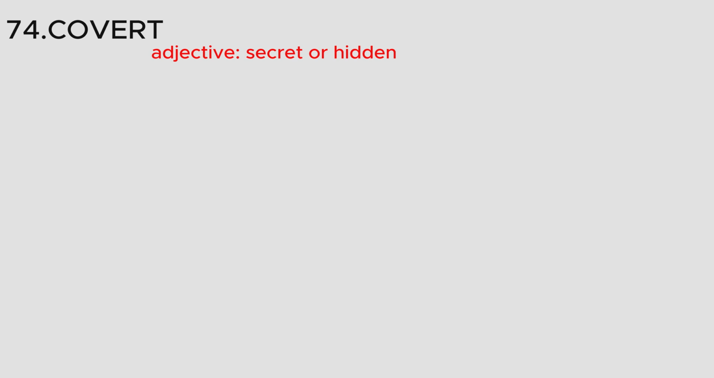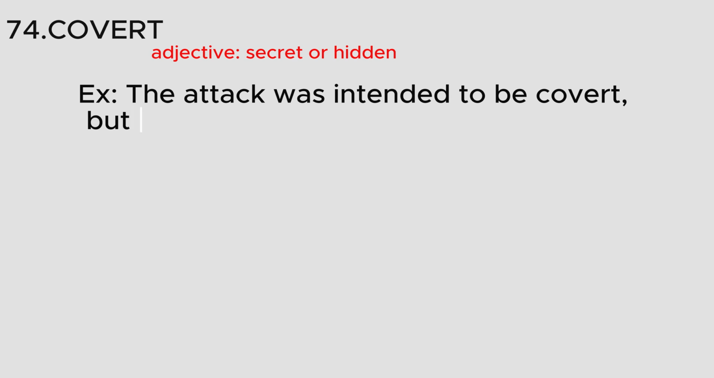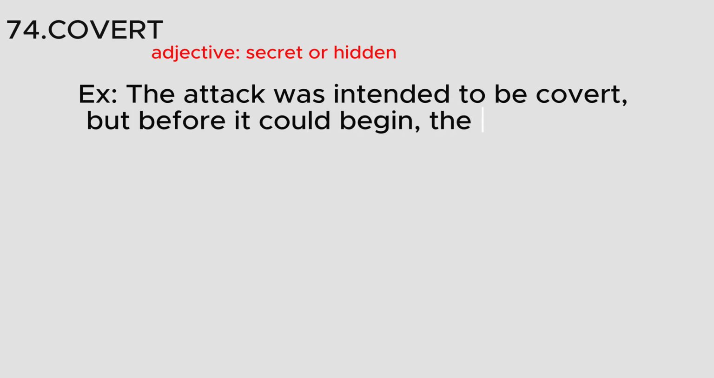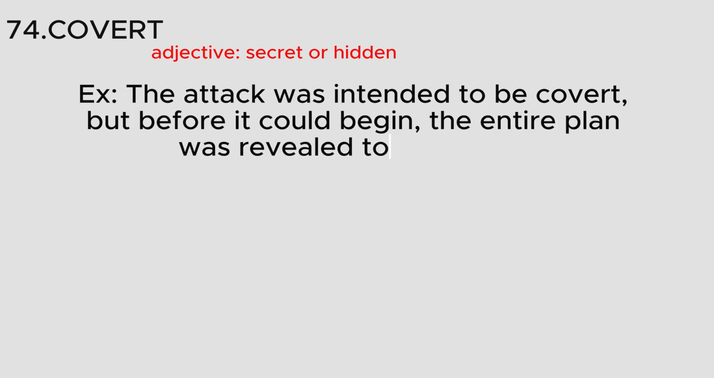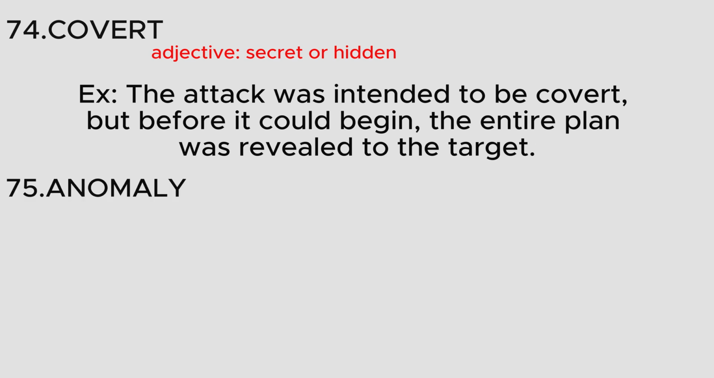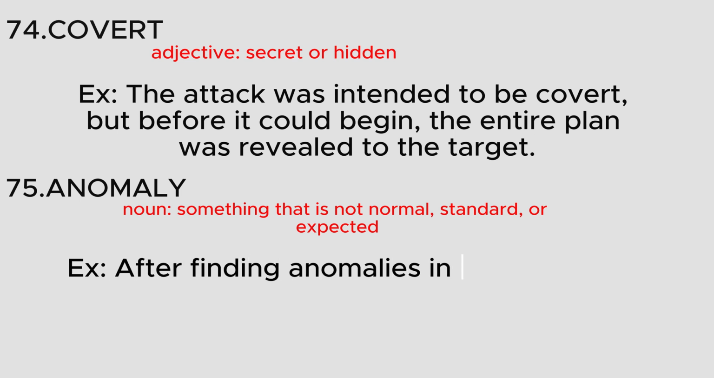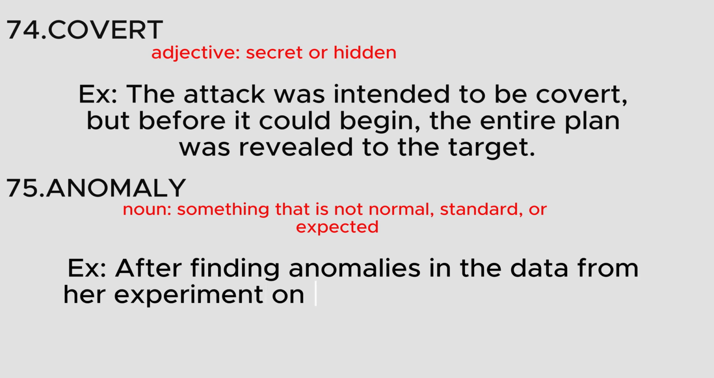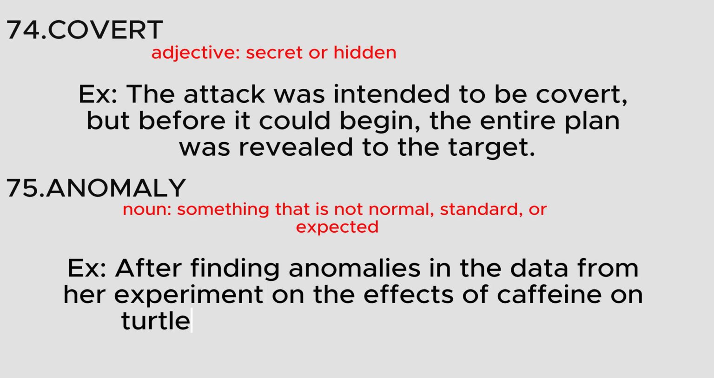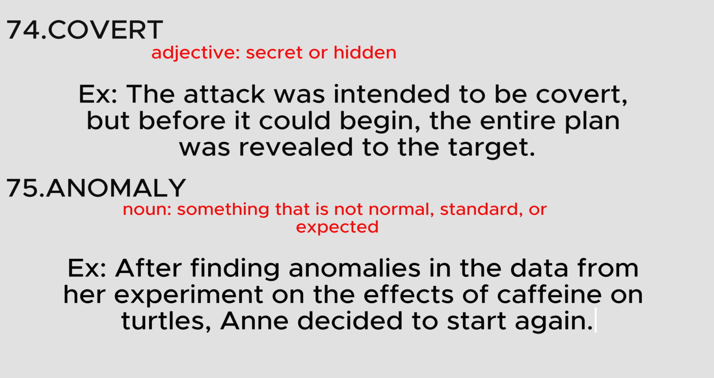Covert: secret or hidden. Example: the attack was intended to be covert, but before it could begin, the entire plan was revealed to the target. Anomaly: something that is not normal, standard, or expected. Example: after finding anomalies in the data from her experiment on the effects of caffeine on turtles, she decided to start again.